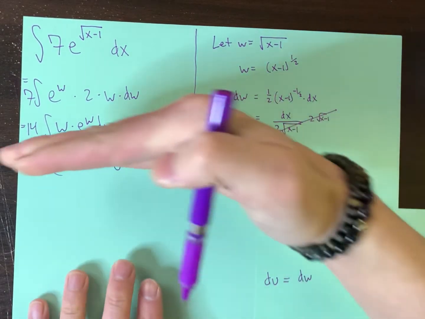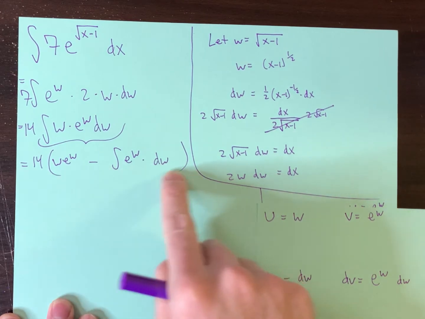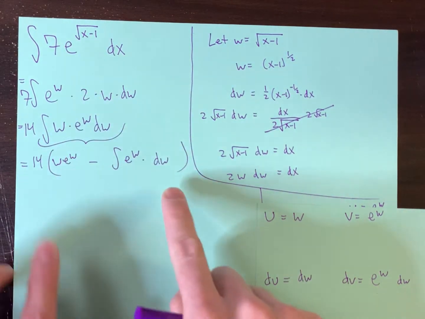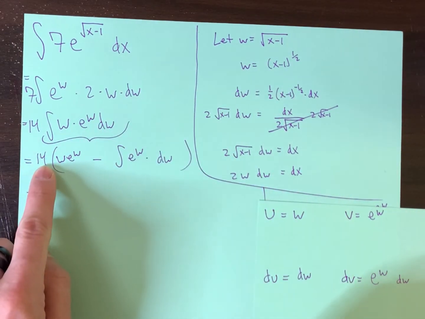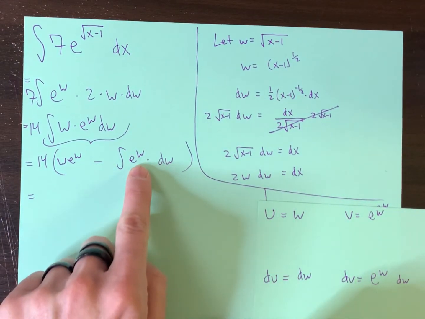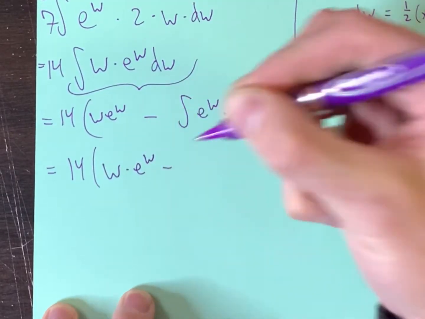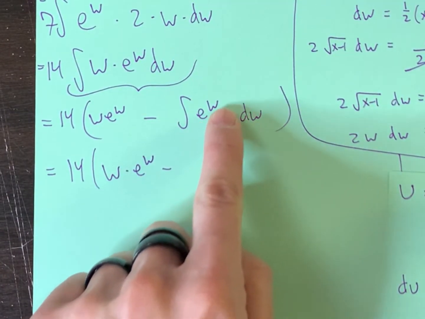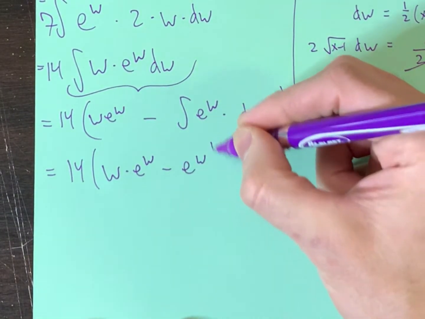So you can pretty much forget everything above, because now this here is what we're currently focused on. And that equals the original anyways. So now let's just focus here. So we have, let's see, so we have 14, that stays. Well, how about this part there? So we have 14 w times e to the w minus, what's the integral of e to the w? Well, just itself, e to the w. And then we can close that.